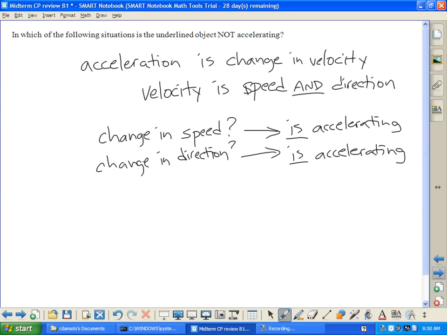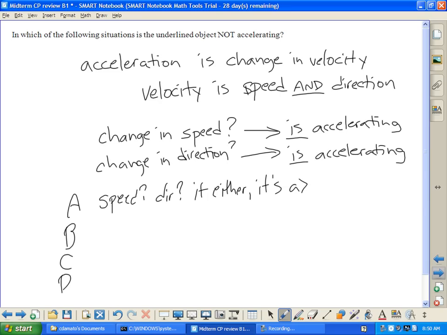So you look at the choices and you check off for yourself. Is this changing speed? Is this changing direction? If the answer to either question is yes, it is accelerating.